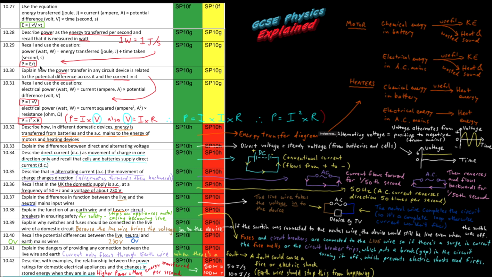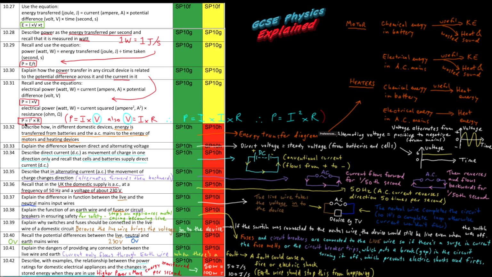And that ties in with 10.29. So power equals energy transferred over time. So that'll be how many joules you use per second. 10.30. Explain how the power transfer in any circuit device is related to the potential difference across it and the current in it. In other words, power equals current times voltage.